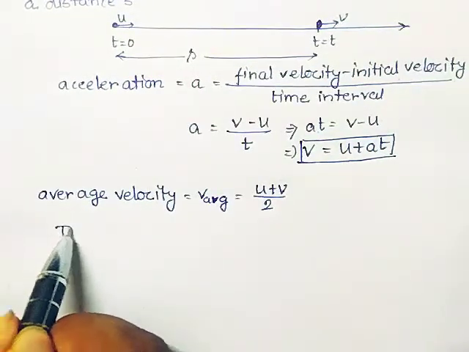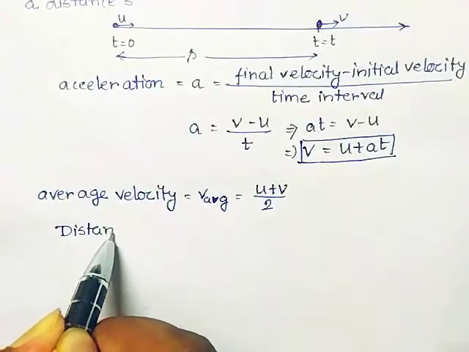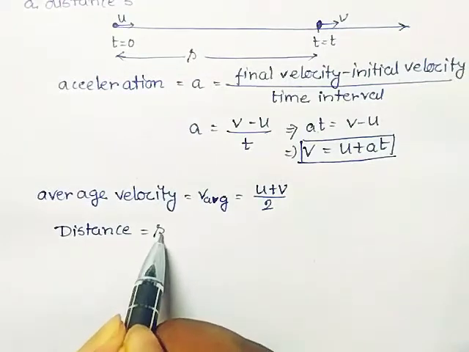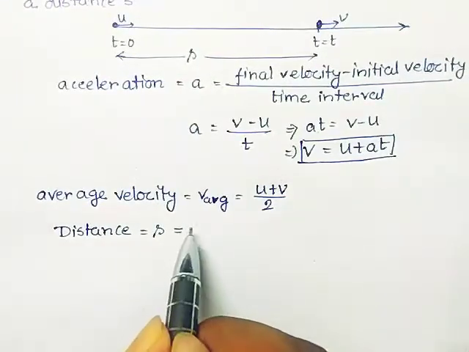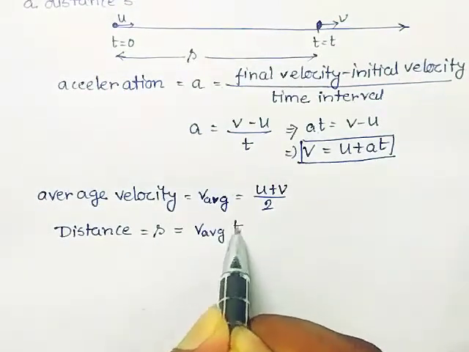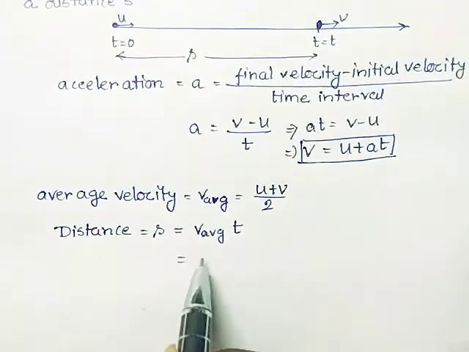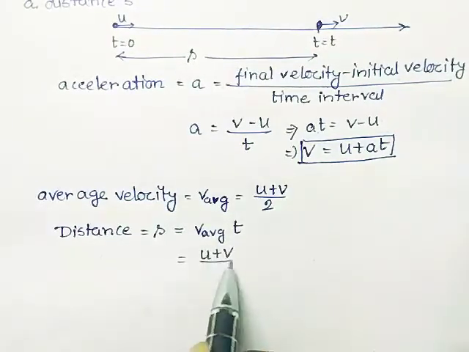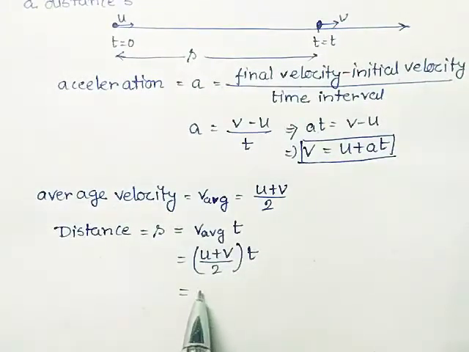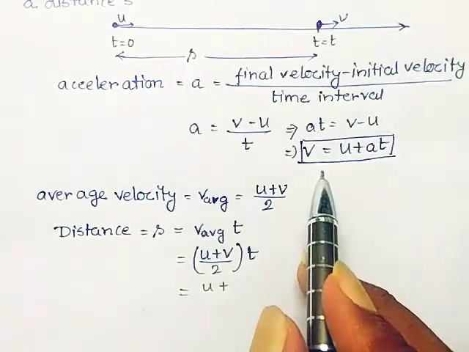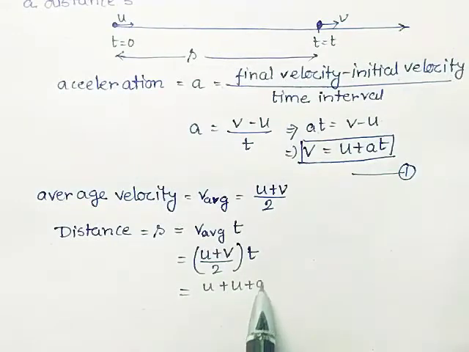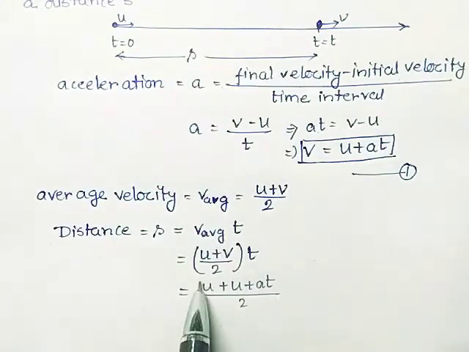Therefore the distance or displacement, whichever it be, along the straight line it is the same. So we can say s equals average velocity into time. So v average equal to u plus v divided by 2, into t. After that, if we substitute equation 1, that is the first equation of motion, it will be u plus at divided by 2 into t.